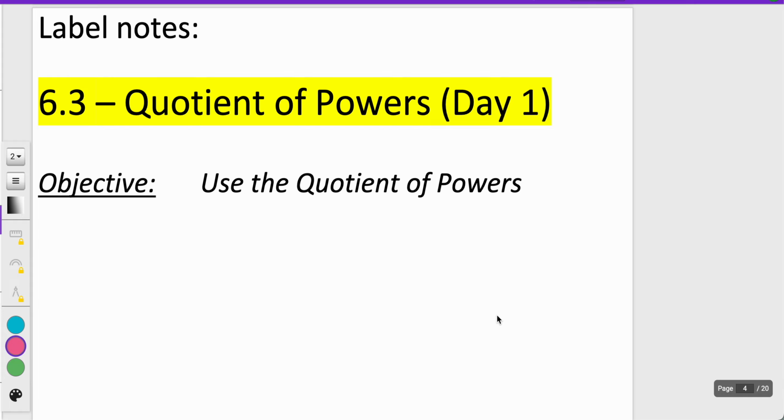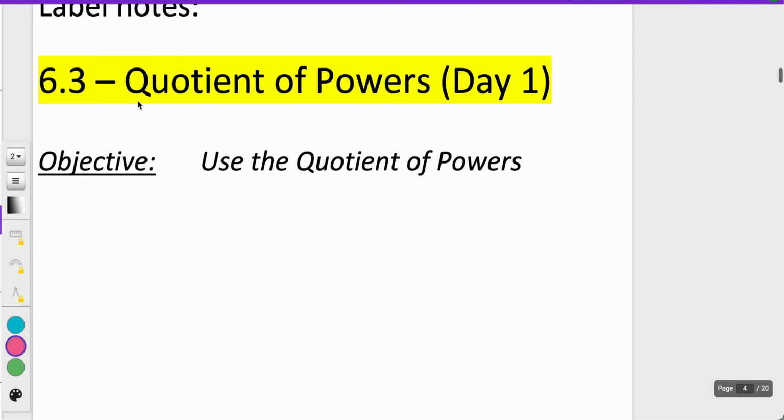Today we're going to be looking at our lesson 6.3, Quotient of Powers. We'll do this over 2 days, so make sure you are for sure looking and paying attention at day 1 before moving on to day 2. And we're going to just talk about altogether the quotient of powers.